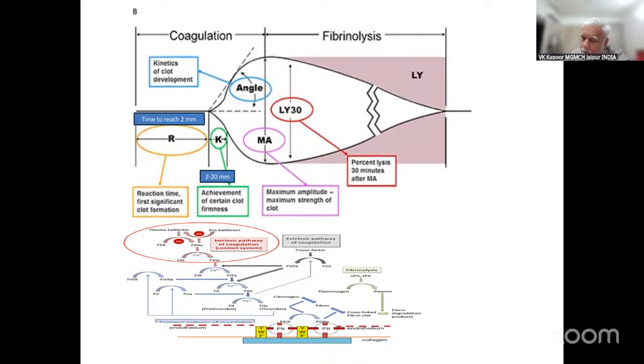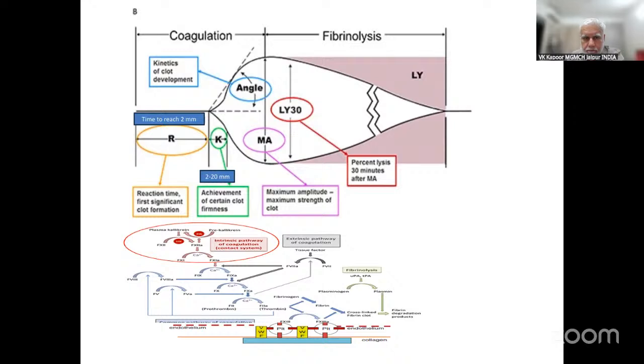As we know, this is the coagulation pathway. During the initial phase of coagulation, the intrinsic and extrinsic pathways are activated, which results in some amount of clot. So the intrinsic and extrinsic pathways are correlated with the R time. If your R time is prolonged, it means there is a problem with the coagulation factors.